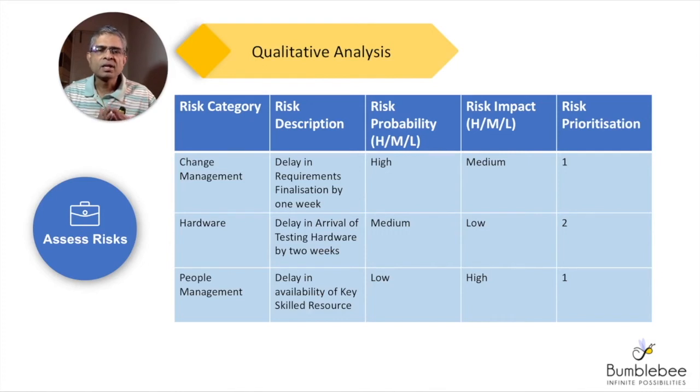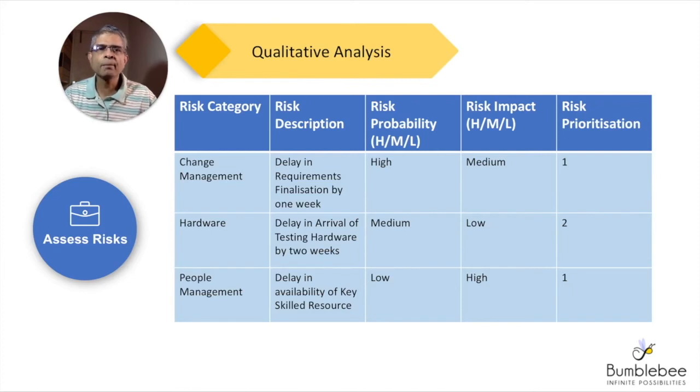So whether it is a high probability risk, medium probability, or a low probability risk, assess that based on your past experience and what you think about its occurrence probability, and the risk impact that it will have in terms of the time, the effort, the cost that it will have on the project, whether it will be a medium impact, high impact, or low impact in terms of these parameters. And once you have jotted these down on your risk sheet, then you can prioritize these risks.